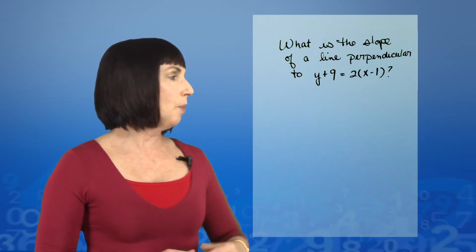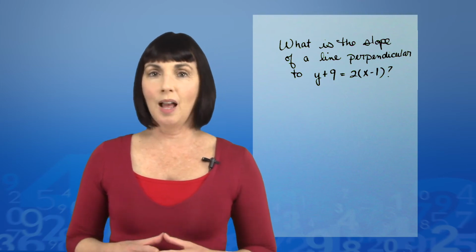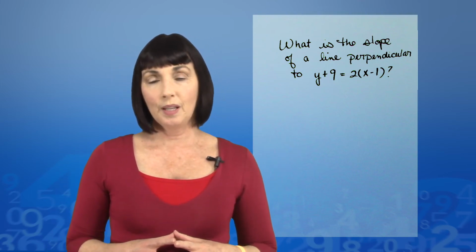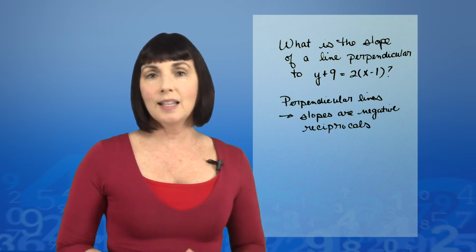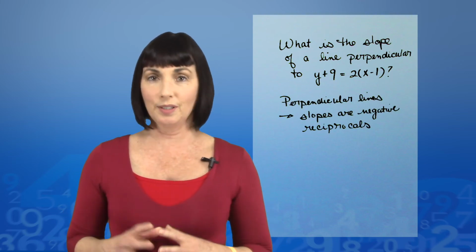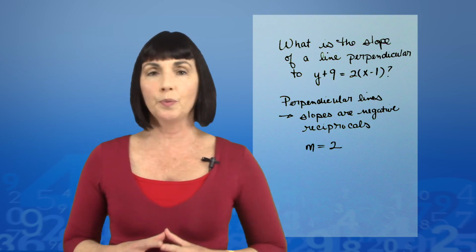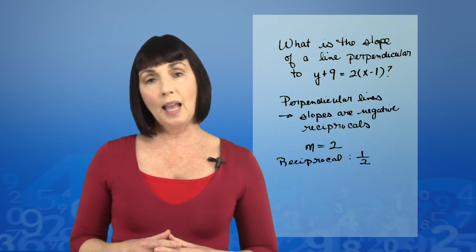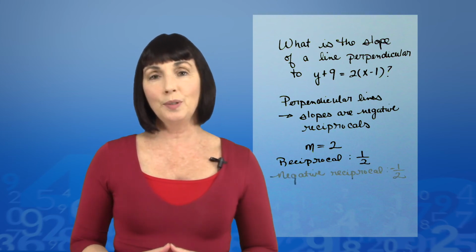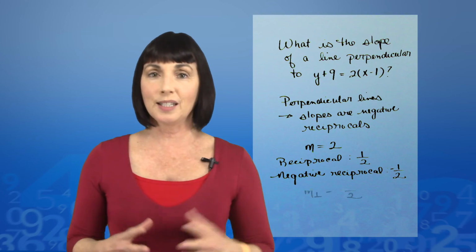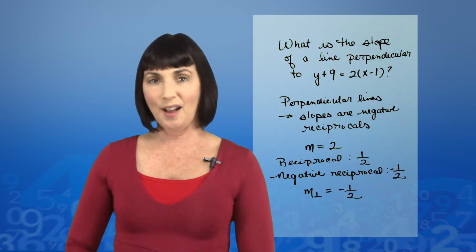Okay, let's go one step further. What is the slope of a line perpendicular to our line y plus 9 equals 2 times the quantity x minus 1? Now remember, perpendicular lines have slopes that are negative reciprocals of each other. So in this case, our slope m is equal to 2. The reciprocal of 2 is 1/2. The negative reciprocal of 2 is -1/2. So the slope of a line perpendicular to this line is -1/2.